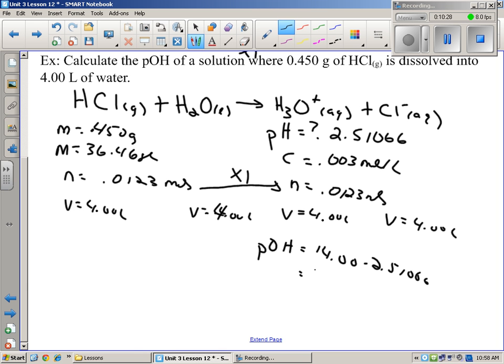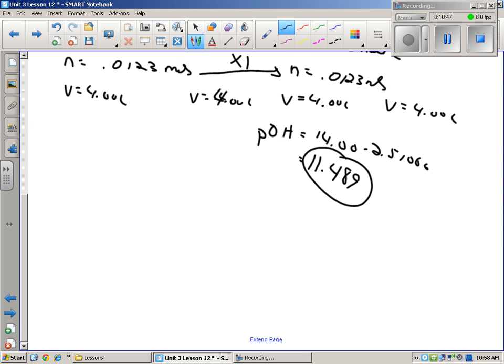And we'd get 11.489. That's actually your final answer, because look, three significant digits here, 3 here, so we need 3 after the decimal, right? So 0.489, those are the significant ones there. So that would be your pOH.